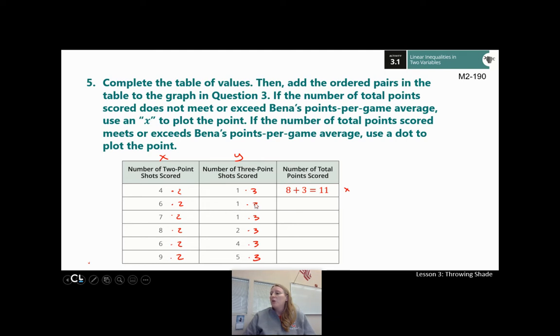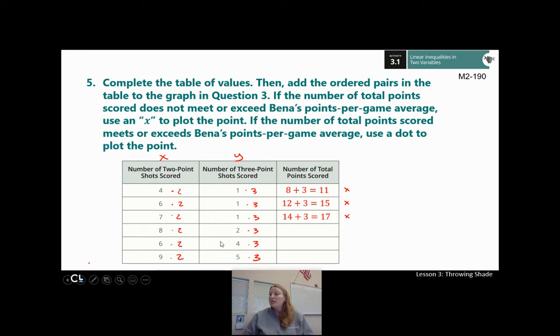6 times 2 is 12. 1 times 3 is 3. 12 plus 3 is 15. Still didn't make it. So when we plot that point, that one will also be an X. 7 times 2 is 14. 1 times 3 is 3. 14 plus 3 is 17. Still didn't. We got closer, but still didn't quite make it to 20 there.